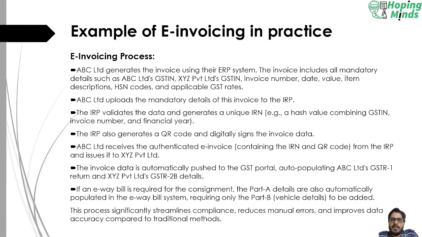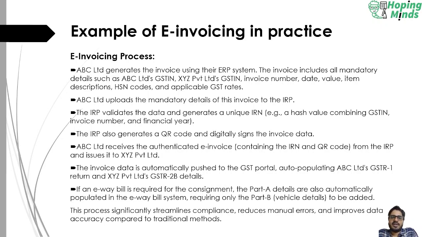The invoice includes all mandatory details such as ABC Limited's GSTIN, XYZ Private Limited's GSTIN, invoice number, date, value, item description, HSN codes and applicable GST rates. ABC Limited uploads the mandatory details of this invoice to the IRP. The IRP validates the data and generates a unique IRN, for example a hash value combining GSTIN, invoice number and financial year. Then the IRP also generates a QR code and digitally signs the invoice data.